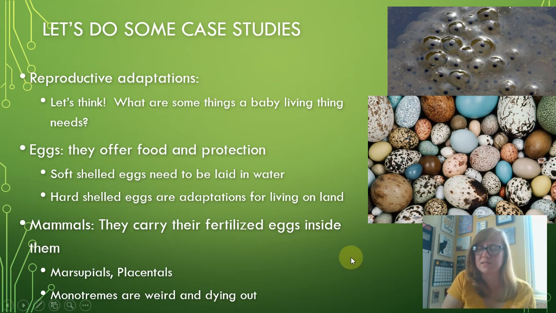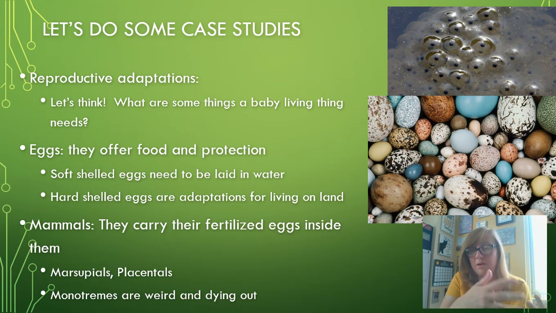Marsupials, remember that's like a kangaroo, they have the pouch. So the young will start developing inside the mother, and then it'll come out and be born. It'll be super tiny, and then it will crawl into the pouch and finish developing in the pouch. Placental mammals, if I said think of an animal, you'd probably think of a placental animal first. Like humans, the human young grows inside the body of the mother.